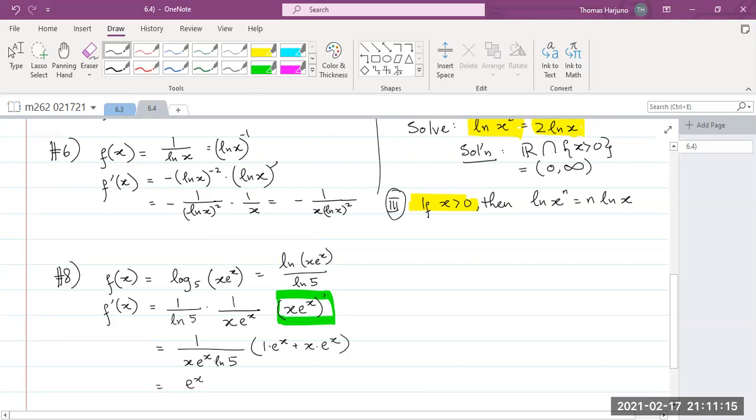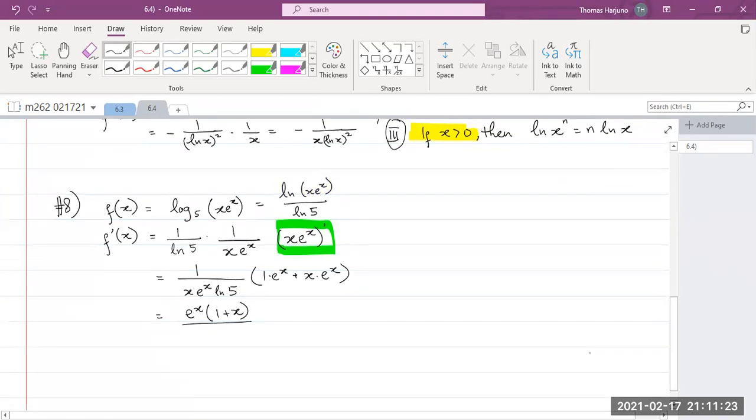You know what? Let me factor e to the x on the top. e to the x times 1 plus x over x e to the x natural log of 5. If I cancel e to the x, I get 1 plus x over x natural log of 5.